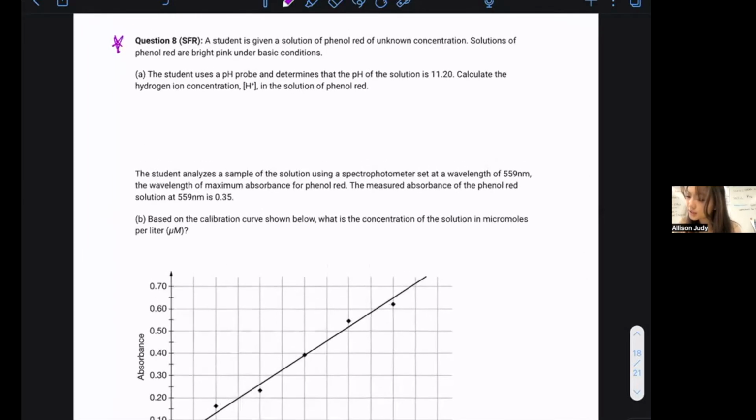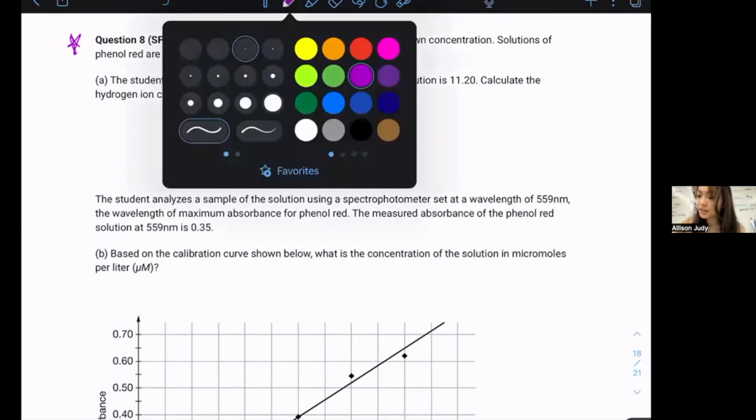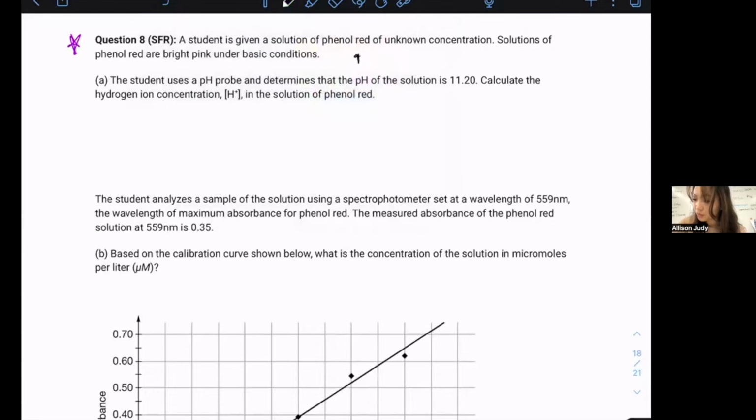So what we're told here is that a student is given a solution of phenol red of unknown concentration. So phenol red, of course, is an indicator. Solutions of phenol red are bright pink under basic conditions. So that is going to be something that we need to remember: the more pink it is, the more basic it is for this problem. So a student uses a pH probe, which is a very accurate digital probe, and determines that the pH of the solution is 11.20. So we know that is a basic solution. Calculate the hydrogen ion concentration in the solution of phenol red.